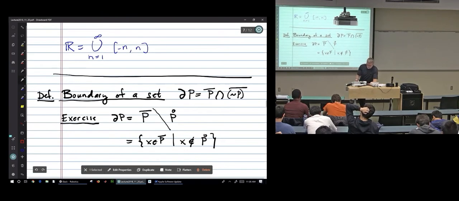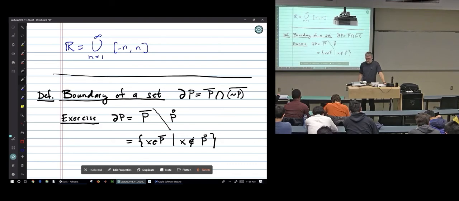Okay, so that's kind of the geometry of normed spaces in terms of open sets, closed sets, and if you want, the boundary.